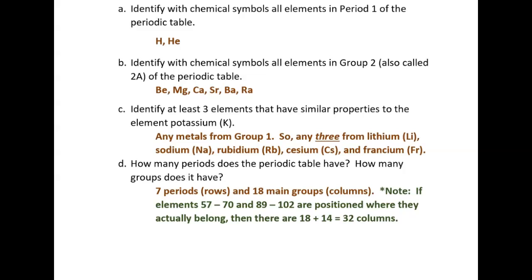Those 2 rows of elements actually belong in periods 6 and 7, squeezed in between group 2 and group 3. So if you position those elements where they actually belong, then there are 32 columns in the periodic table. But in chemistry class, when we talk about how many groups there are, we imply we're talking about the main groups only, and there are 18 of those.